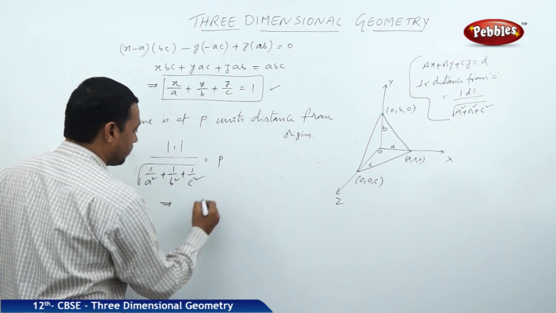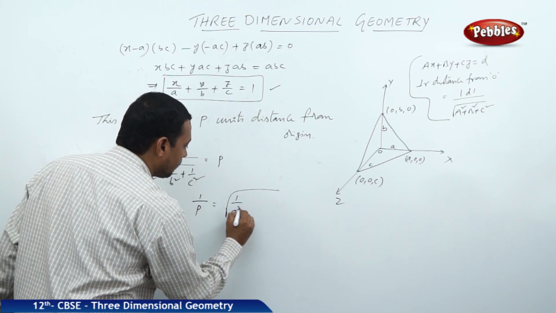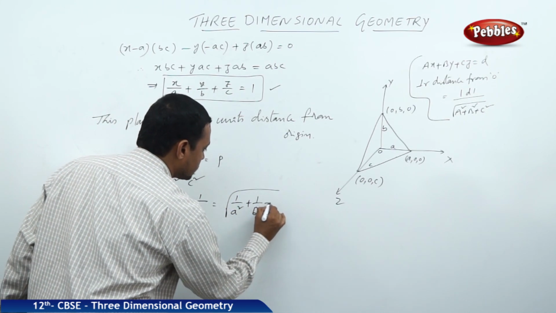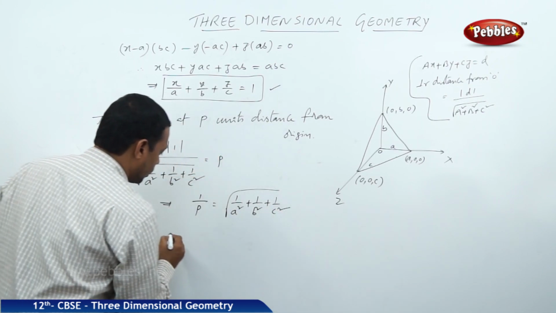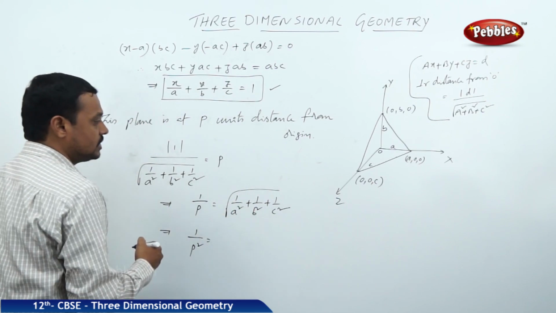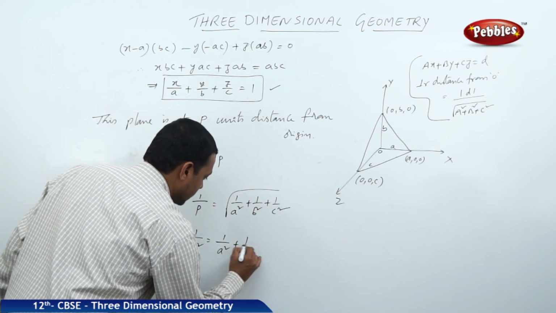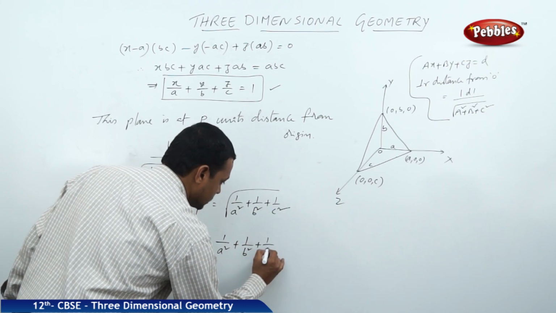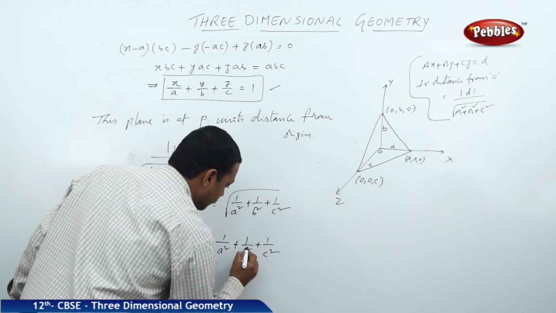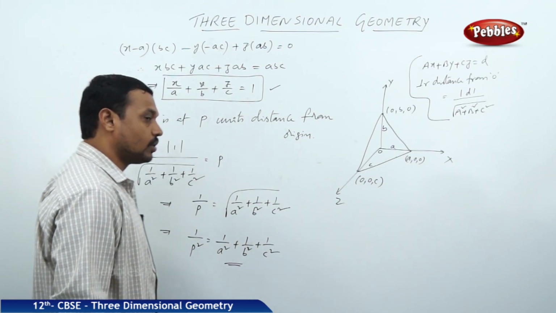Now on cross multiplying, 1 by p is equal to root of 1 by a square plus 1 by b square plus 1 by c square. Now squaring on both sides, 1 by p square is equal to, the square root on the right side is eliminated while squaring, hence it is 1 by a square plus 1 by b square plus 1 by c square. So finally, 1 by a square plus 1 by b square plus 1 by c square is equal to 1 by p square.